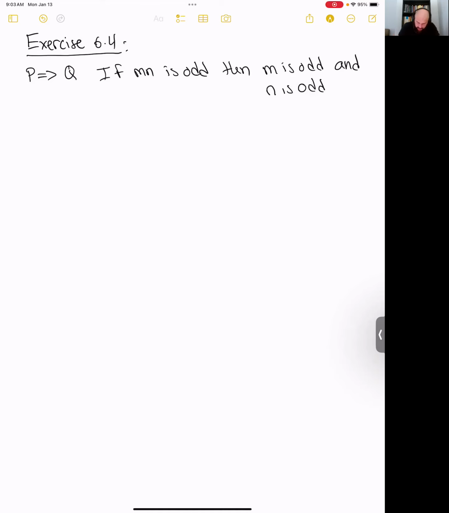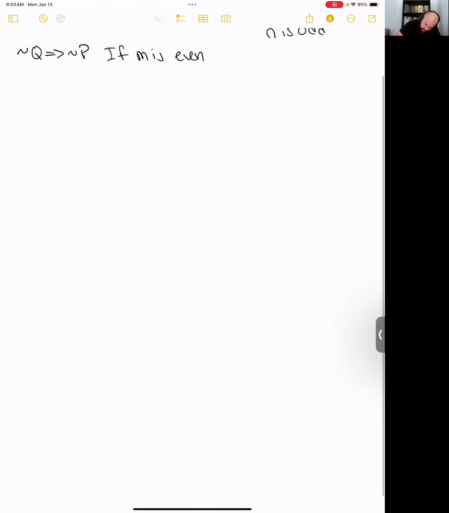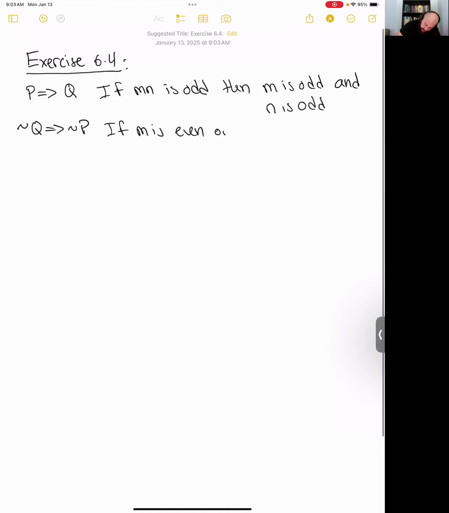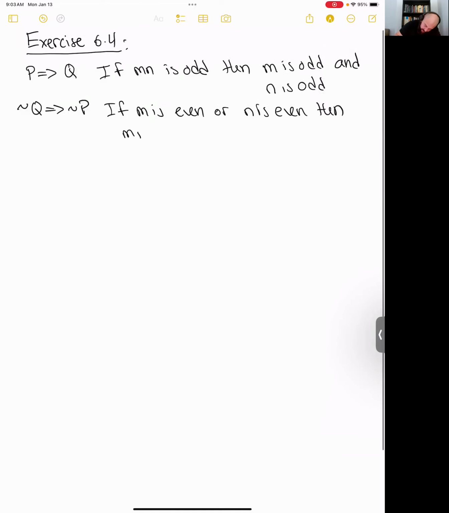Again, the Q part of the implication is an and, so when we go to write down the contrapositive here, we have to remember that when we take not Q, we're going to get that m is even and n is even, but the and becomes an or, right? So if m is even or n is even, then m times n is even.